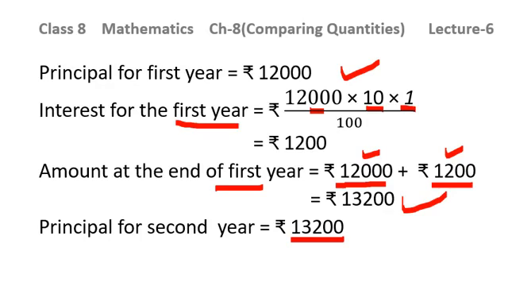But in case of SI, that is simple interest, the principal will remain 12,000 for the given number of years. But in case of CI, compound interest, the amount of the previous year is the principal for the next year.